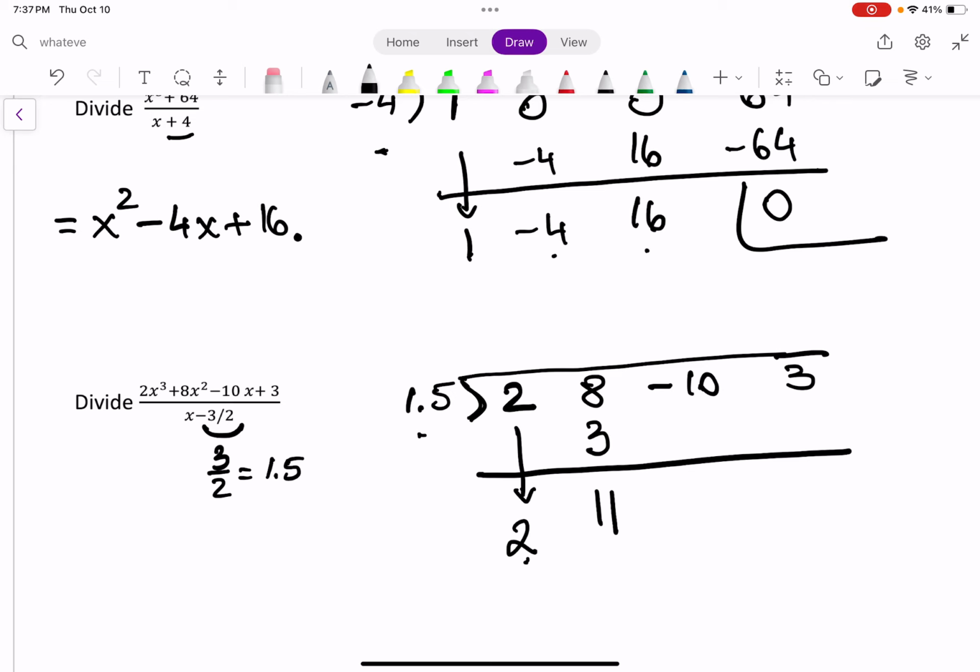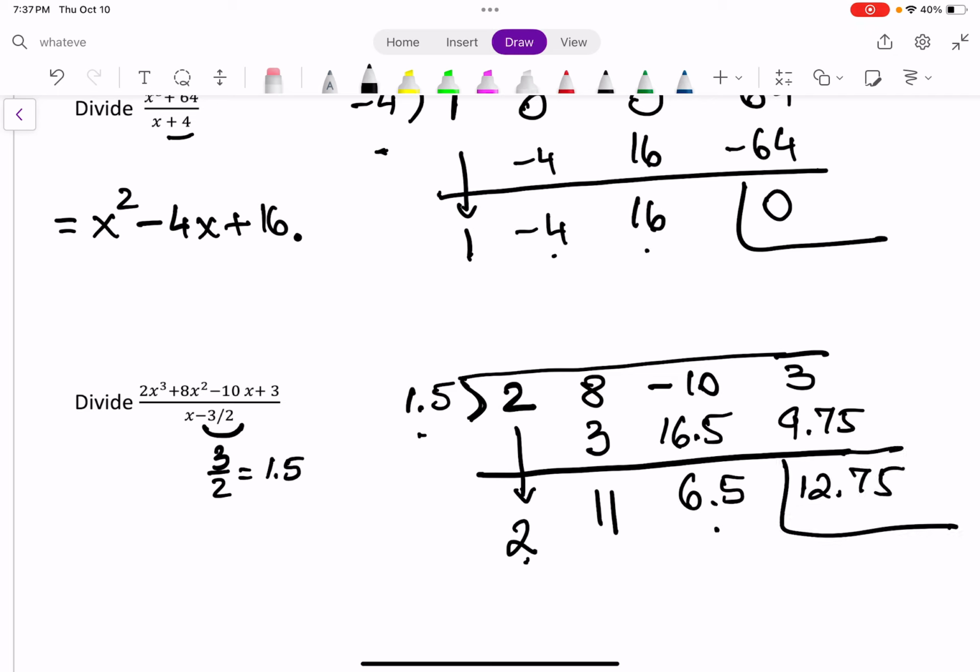11 times 1.5 is 16.5. Add them up, 6.5. 6.5 times 1.5 is 9.75. Add them up, that's 12.75. So again, that's the remainder. Okay. So here is again my quotient and the remainder.